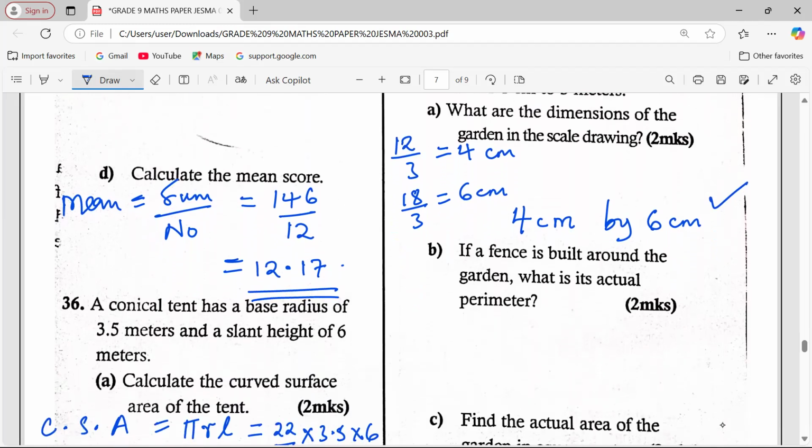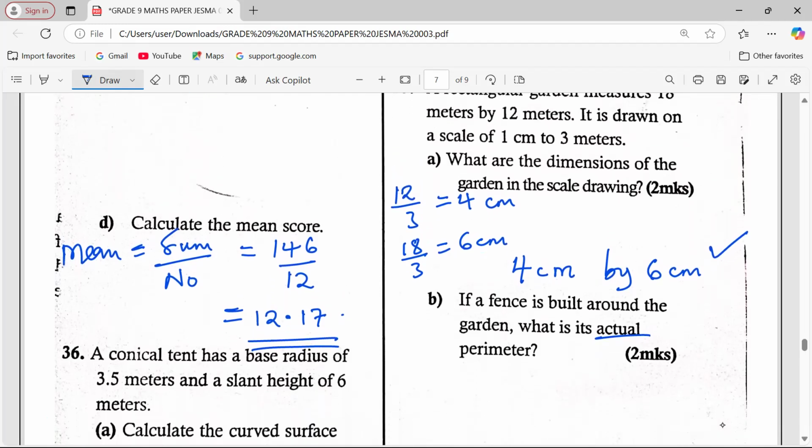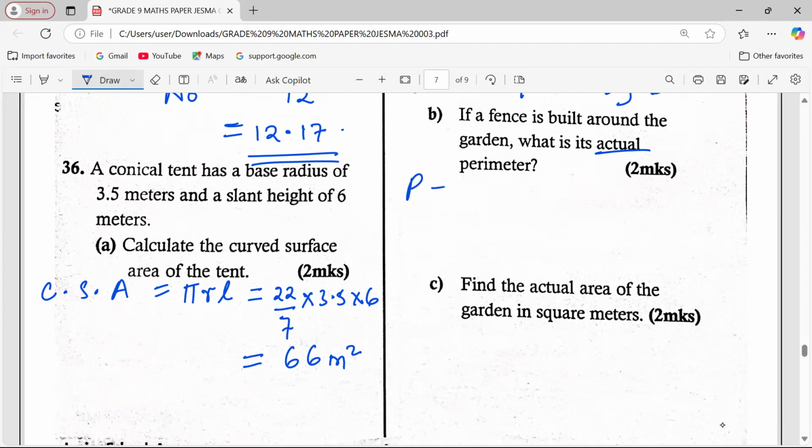If a fence is built around the garden, what is its actual perimeter? Mark the word actual. So we are not going now to use the scale dimensions in part A. We shall calculate actual perimeter. Actual means the distances on the ground are the ones to be used. So perimeter of a rectangular place will be given by 2 times length plus width. So we expect 2, a length of 18 and a width of 12. When you add, you get 30 times 2, 60 meters. So that is the perimeter.